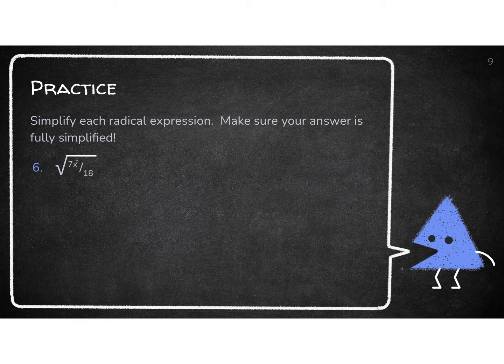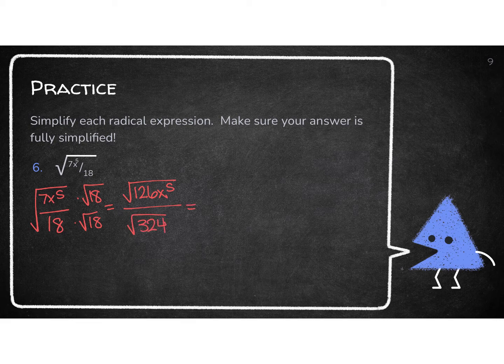Let's look at one more of those tricky ones. So I have the square root of 7x to the 5th divided by 18. I can't simplify 7 over 18, so I'm going to multiply top and bottom by the square root of the bottom. So we're going to end up with on top the square root of 126x to the 5th divided by the square root of 324. Okay, so following that pattern that I know, 18 times 18 is 324, so the square root of 324 is 18. Okay, that's a perfect square.